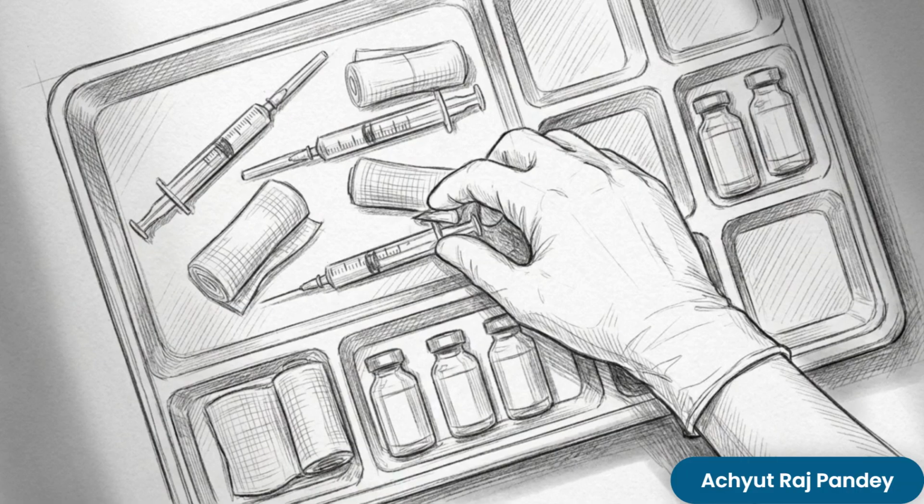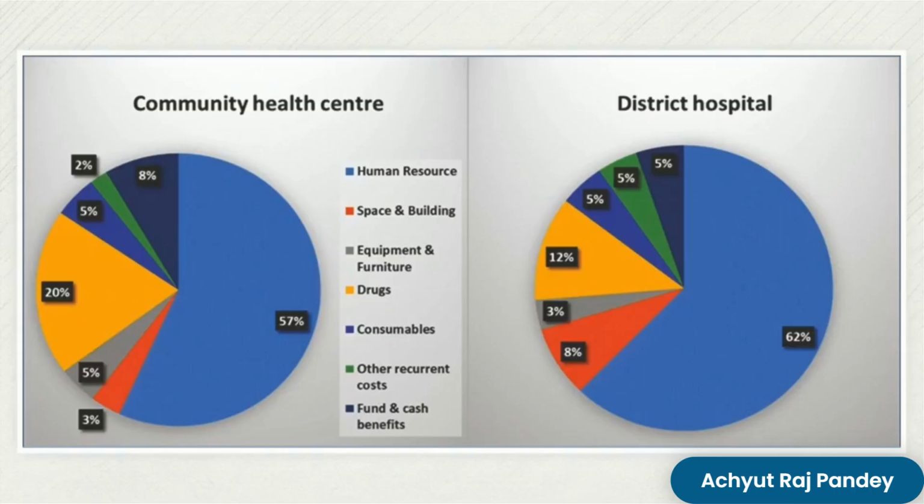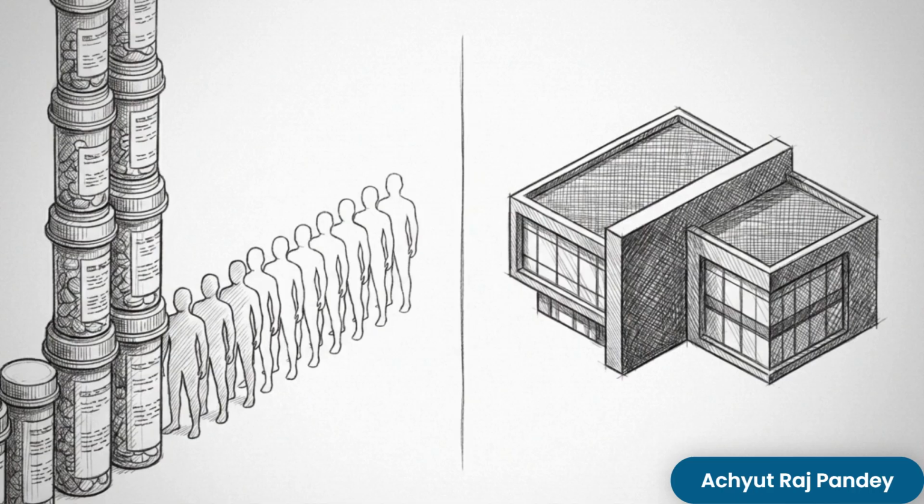Every input resource in a clinical episode must be classified before any mathematical valuation begins. This chart shows the input distribution of a community health center compared to a district hospital. Notice how the proportions of resource consumption shift depending on the scale of the facility. Resources like drugs and consumables are variable costs, meaning they scale with patient volume. The building space is a fixed cost, remaining constant whether the hospital treats 10 patients or 10,000.